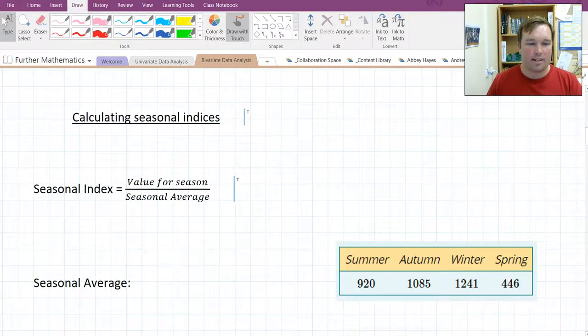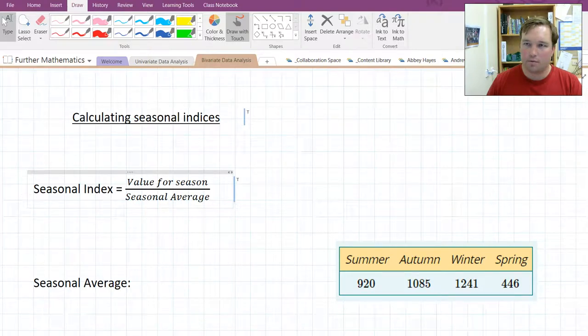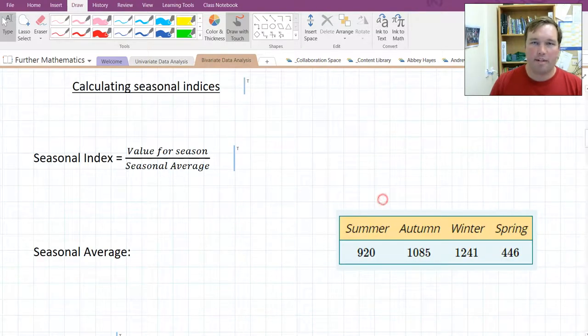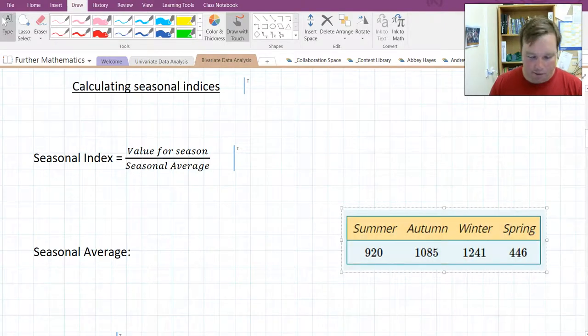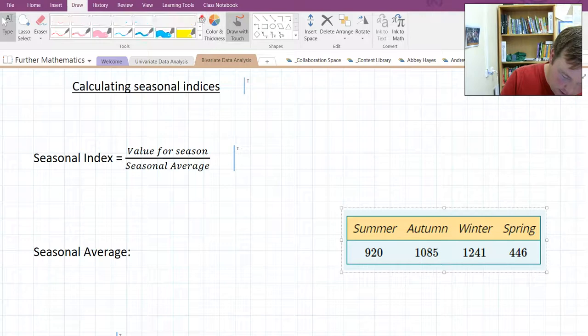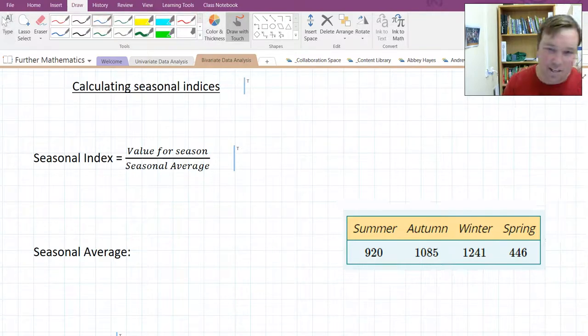Alright, calculating a seasonal index. You get a seasonal index by doing the value for the season divided by the seasonal average. So here we have, let's say, for example, ice cream sales, because that's the example we've been going with. Not ice cream sales. Hot chocolate sales, because they're high in winter. And we want to work out the seasonal average. Now, the seasonal average for us is just the average for each season. So we add them all together and divide by 4.